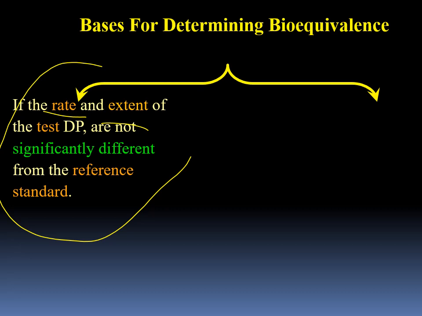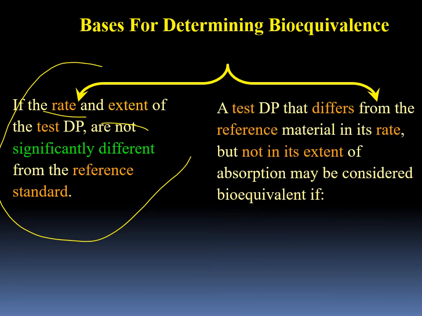And you know, of course, that the word rate means how fast the drug is absorbed, and the word extent means how much is absorbed, what is the absorbed amount of the drug, either from the generic or from the brand drug product. But there is another option: the reference, the brand, and the generic drug product could be similar in the extent but different in rate, and at the same time they could be considered bioequivalent. Still, they could be bioequivalent.